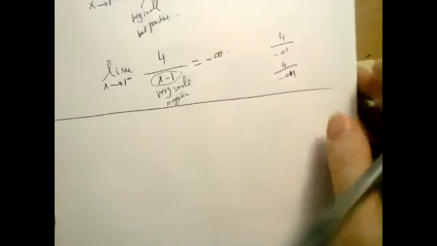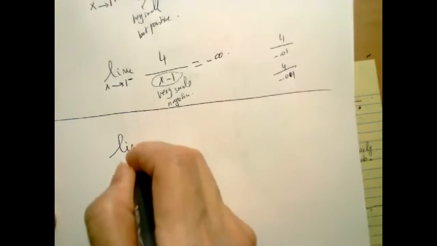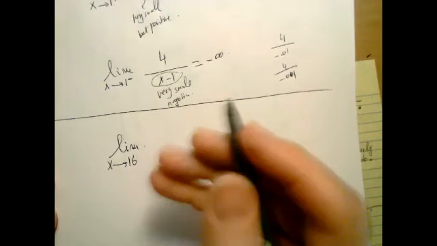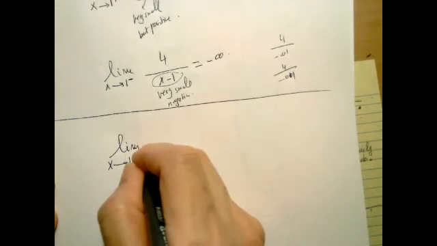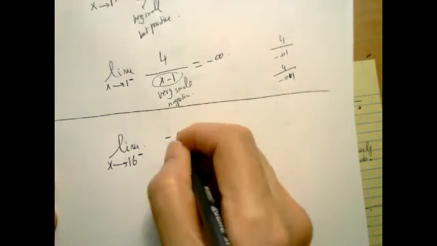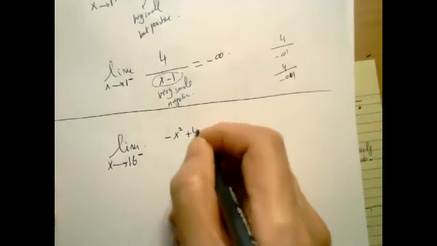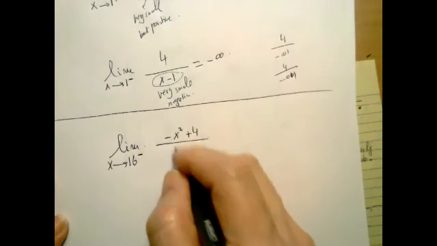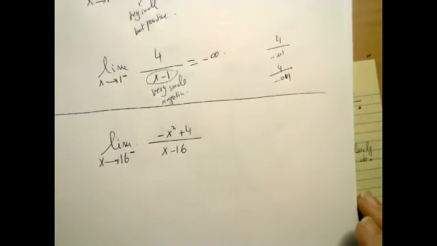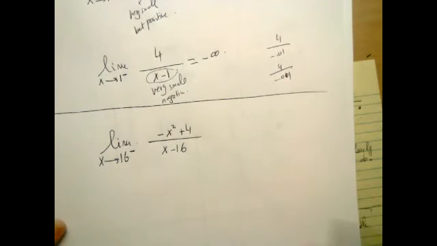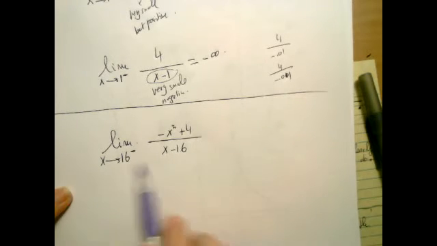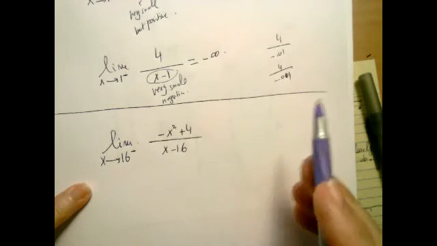So suppose I ask you to find the limit as x goes to 16 from the negative of, let us say, minus x squared plus 4 over x minus 16. Okay, it looks complicated, but we're going to study it verbatim. So what's going to be the limit? All right. First, we see if we have a problem. If we don't, we don't.